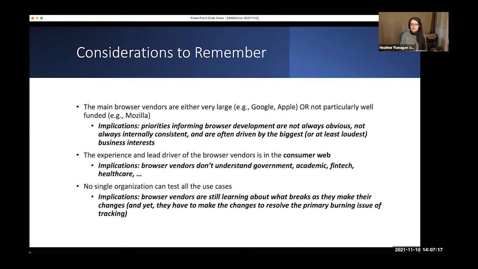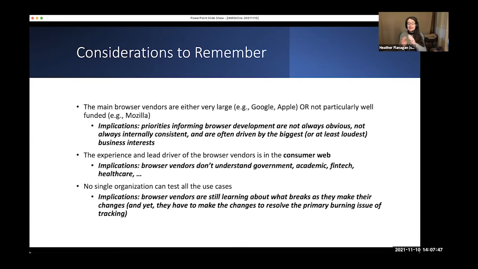So there's a couple things to remember when going through all of this. The main browser vendors that we worry about, such as Google and Apple and Mozilla, also known as Chrome, Safari, and Firefox, they're either really, really big or not particularly well funded. And that has implications. It means that their priorities aren't always obvious. They're not always internally consistent. I would particularly point to Google and Apple on that one because Google is so big.